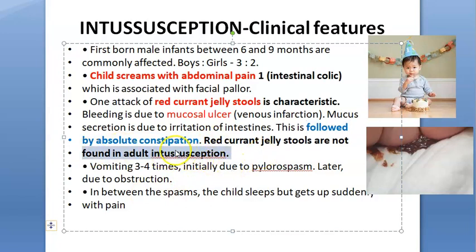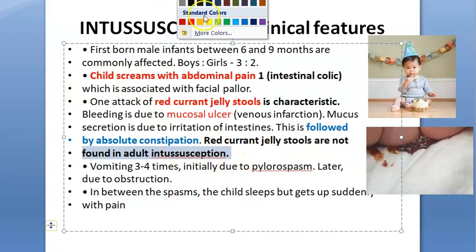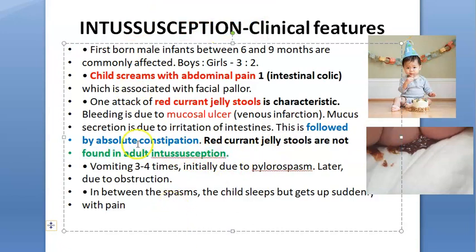This red currant jelly stool is not found in adult intussusception. But the thing with adults is that we can have carcinoma. That's not nice. They can have vomiting. Vomiting can be there due to pylorospasm. Because the pylorus of your stomach spasms, this person can vomit. Later again, they can vomit due to obstruction. So vomiting has two causes: initially pylorospasm and later obstruction.